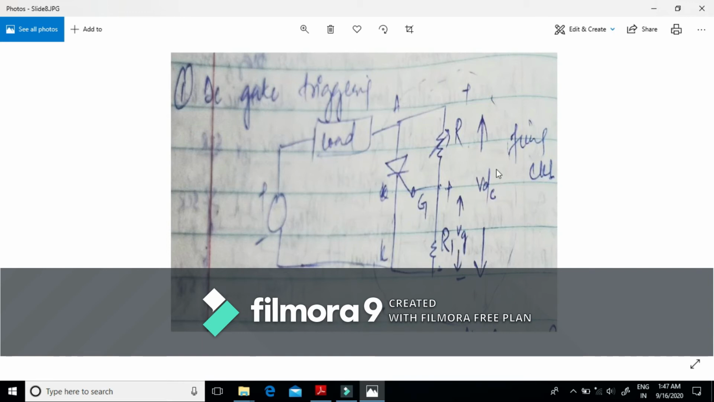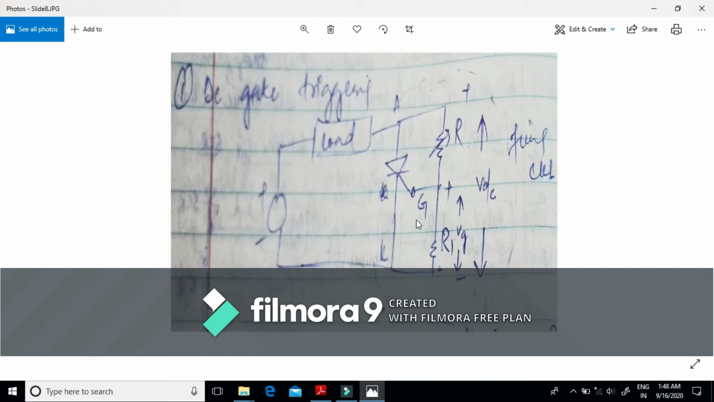So our main aim is to decrease the voltage across this resistance by decreasing the value of resistance, such that the voltage across this resistance R1, VG, should be equal to VGT, the gate triggering voltage, where it should cause turning on of the SCR.